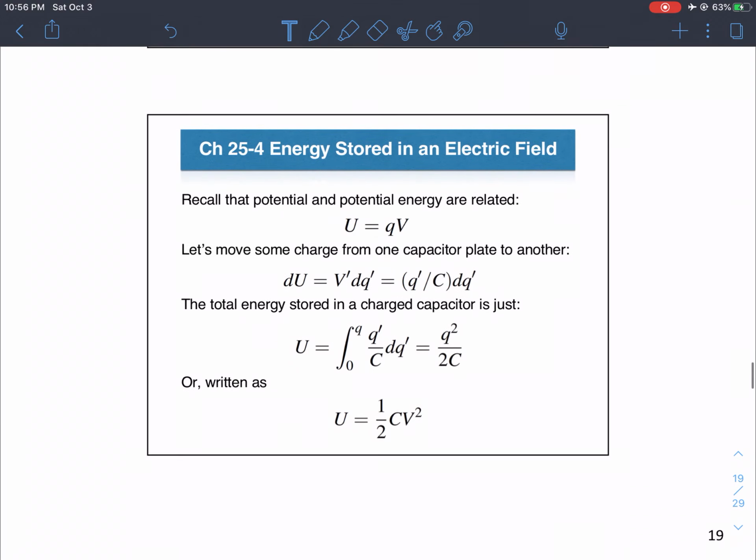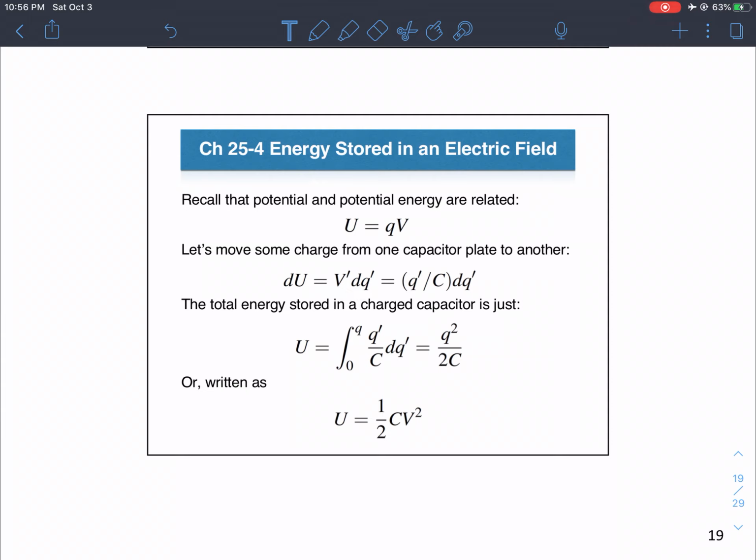So first of all, we will use what we learned before. Energy, specifically potential energy, is charge times potential, and that comes from the definition of potential, which is energy per charge, right? And so this is the general equation.